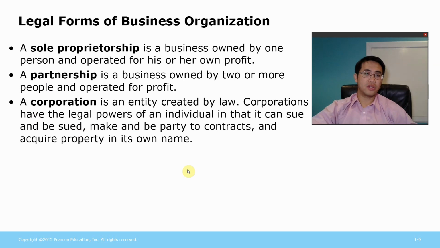The next one is called a corporation. It is the entity created by law, and you have to follow the corporate law and wield the powers of U.S. corporate law to protect yourself. And a corporation is just like an individual. It can sue or can be sued, and it can make contracts with other parties, and also it can acquire its own name. So what's the difference between these three types of businesses?